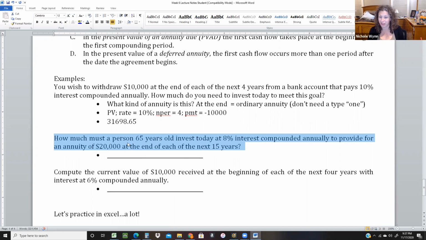So this guy probably thinks he's going to die when he turns 80. So this is kind of morbid. In general, when I teach time value of money, it usually gets kind of morbid.